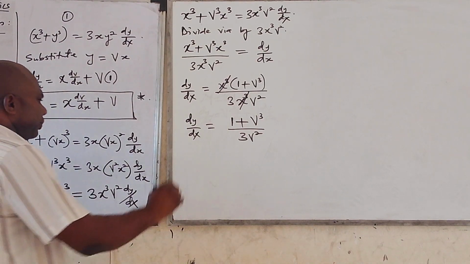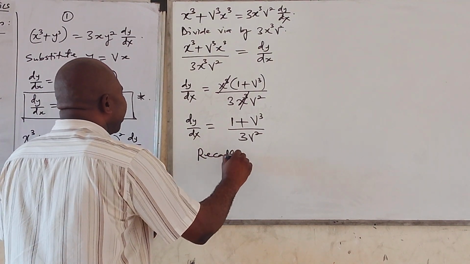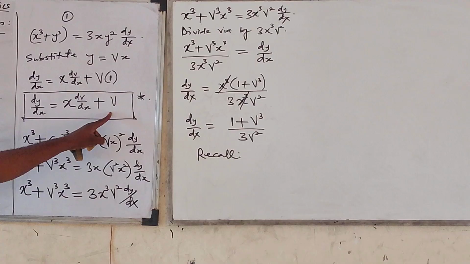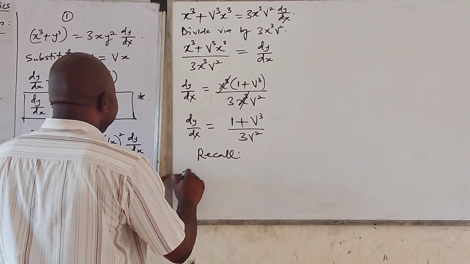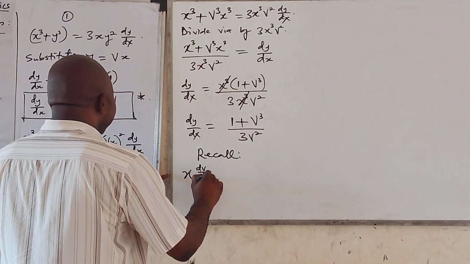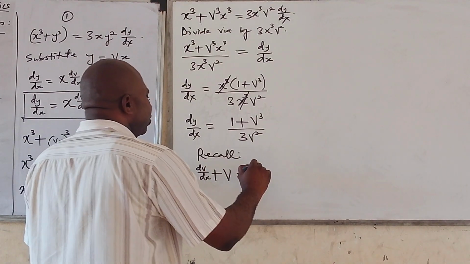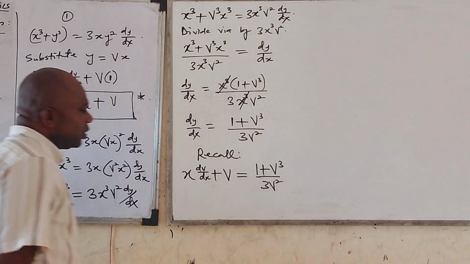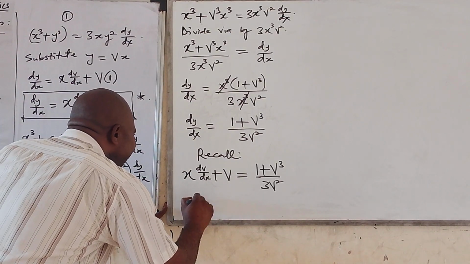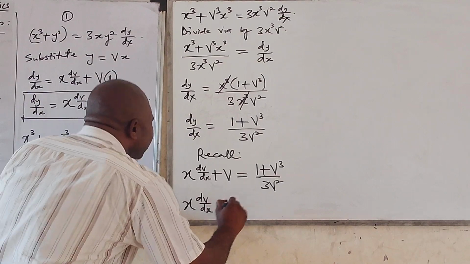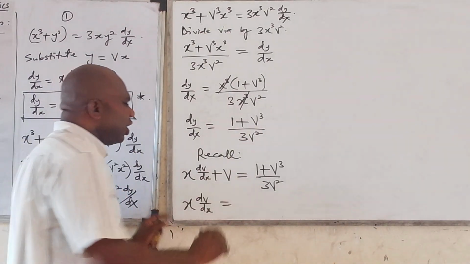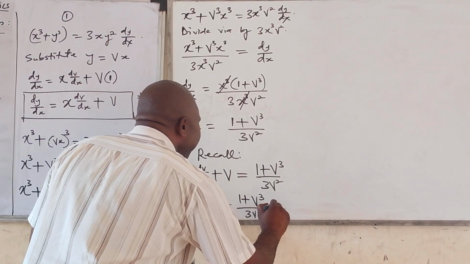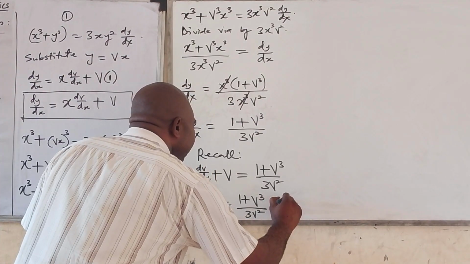Yes. But recall from here that y all over x is x dv all over dx plus v. So it means here we have x dv all over dx plus v is equal to 1 plus v raised to the power of 3 all over 3v squared. Yes. So here, x dv all over dx will be equal to, now taking this plus v to the other side, it becomes 1 plus v raised to the power of 3 all over 3v squared minus v. Yes, it is minus v.